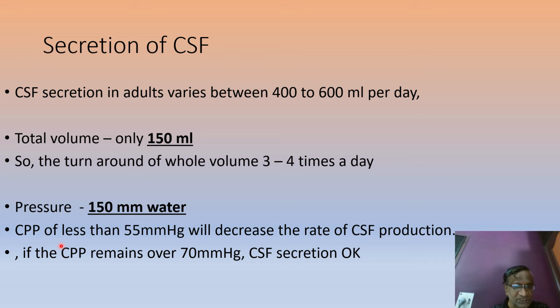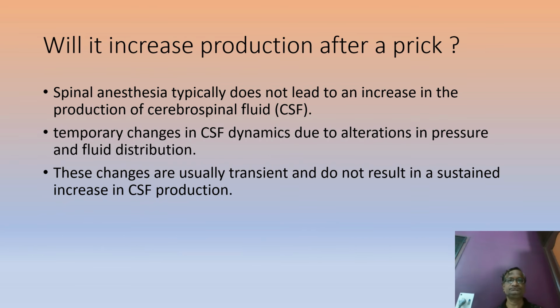If the cerebral perfusion pressure is less than 55, then the CSF production may decrease. And if the CPP is more than 70, CSF secretion is okay, even if ICP increases. This topic is about ICP, so I'm not going into detail on this. So 150 ml, 3 to 4 times a day, the total turnover happens at a pressure of 150 mm of water. Will it increase production after a prick? Spinal anesthesia does not lead to much increase in production. Yes, there are certain temporary changes, but they are usually transient, and in 1 or 2 hours it settles down.